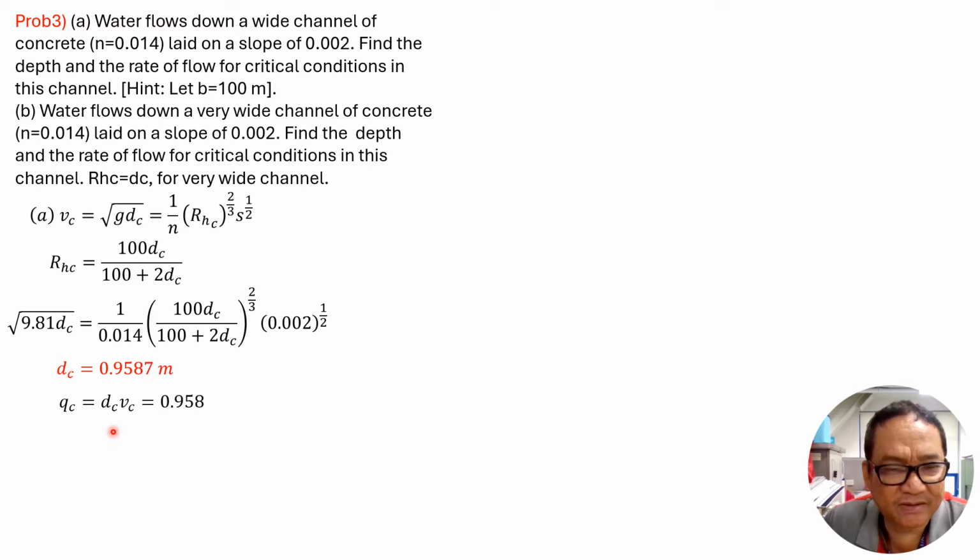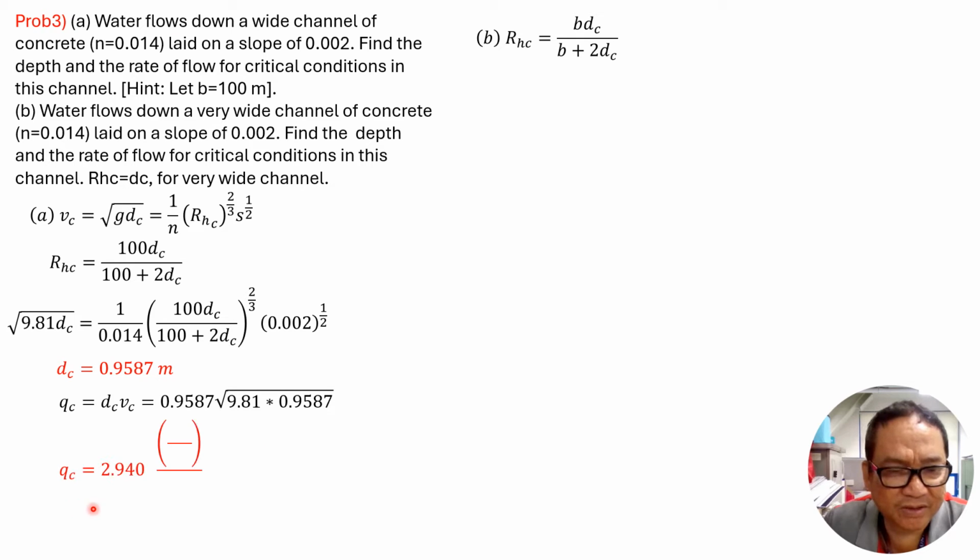So the critical flow rate is depth critical times critical velocity. So 0.9587 times square root of 9.81 times 0.9587. So the critical flow is equal to 2.940 cubic meters per second per meter.